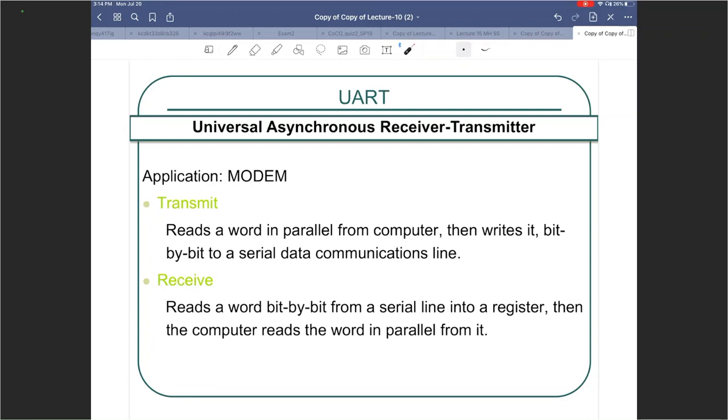For the receiver of that modem, you read the word bit by bit on a serial line. Then the computer reads the word back in parallel format. So eventually, with parallel on both ends, the communication in the middle is happening on a serial line. You convert from parallel to serial, do the communication on serial, and then change from serial to parallel.